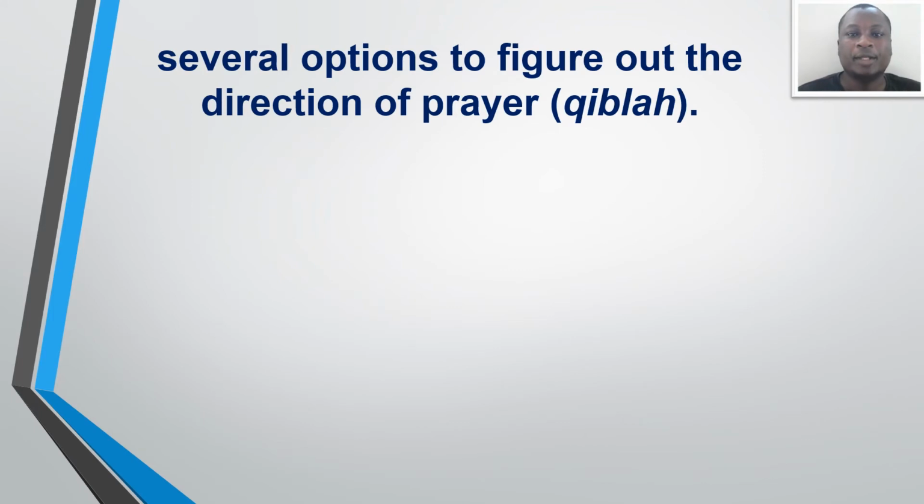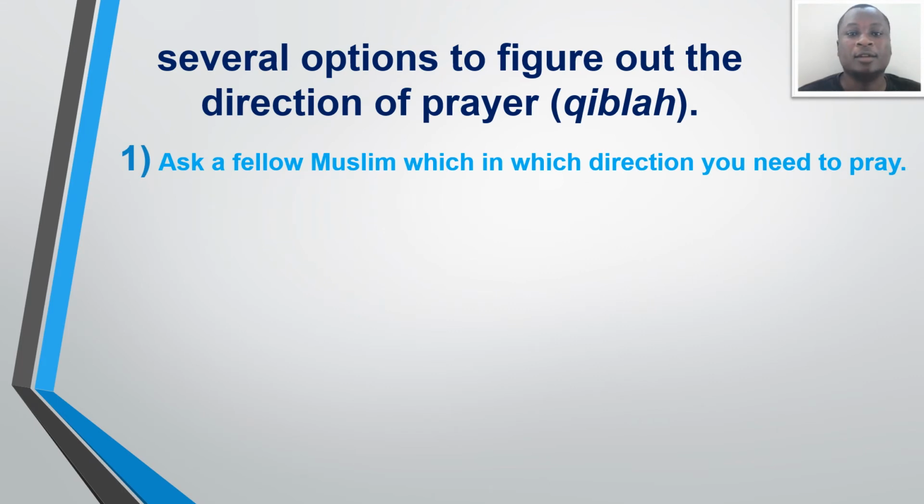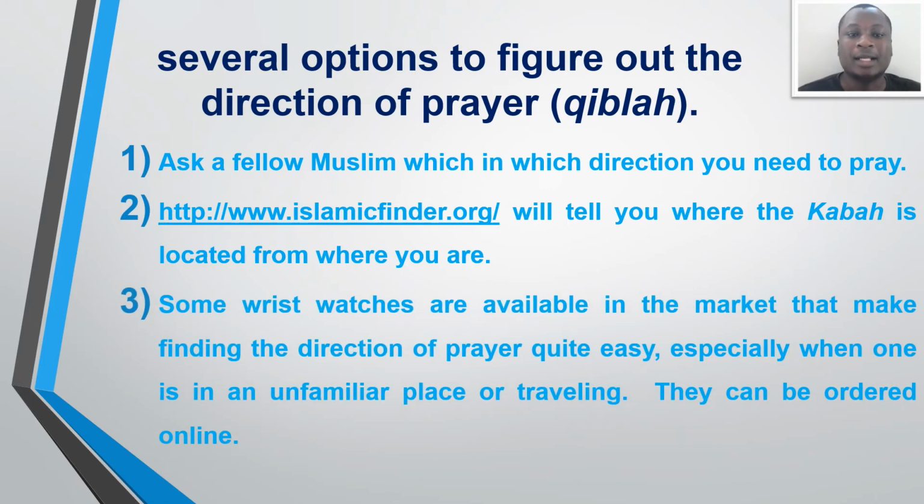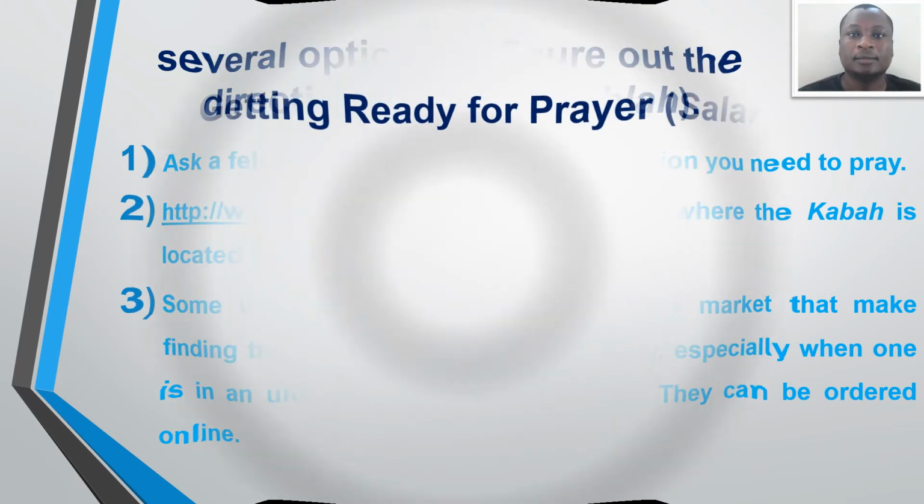There are several options to figure out the direction of prayer. Firstly, you can ask a fellow Muslim in which direction you need to pray. Also on www.islamiccalendar.co.za, it will tell you where the marker is located from where you are. There are some wristwatches available in the market that make finding the direction of prayer quite easy, especially when you are in an unfamiliar place or traveling. They can also be ordered online.